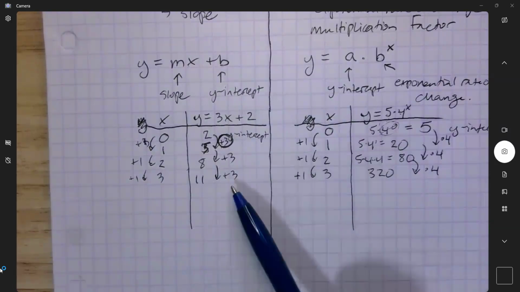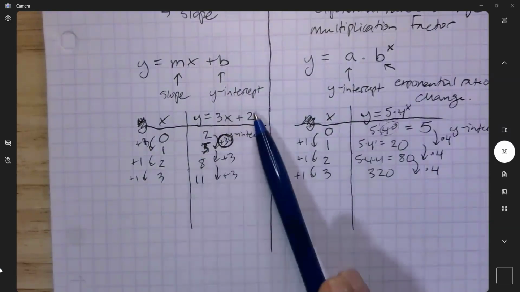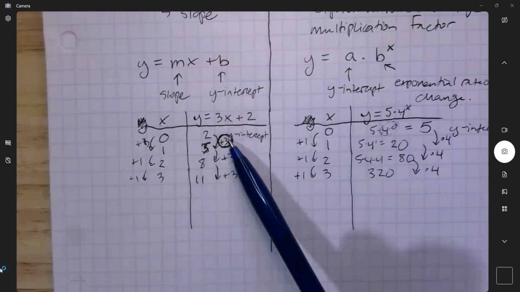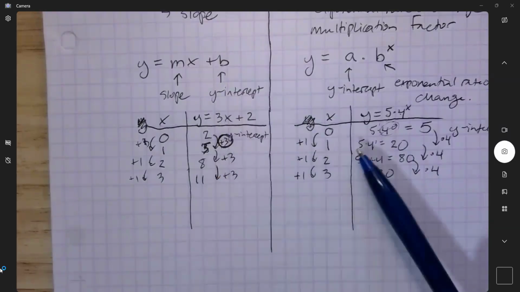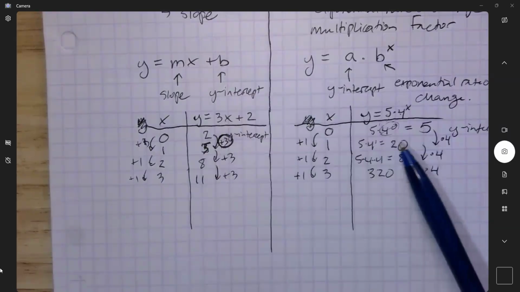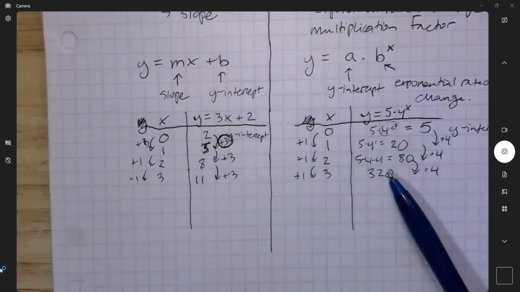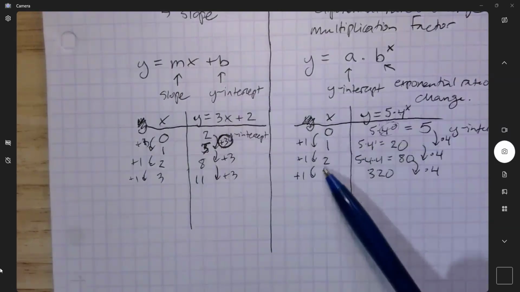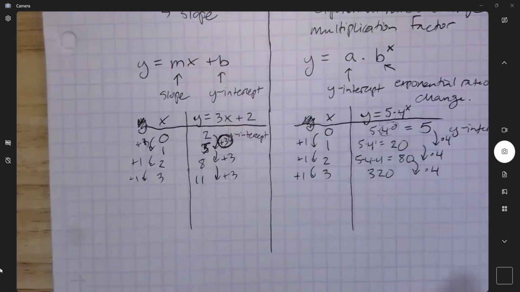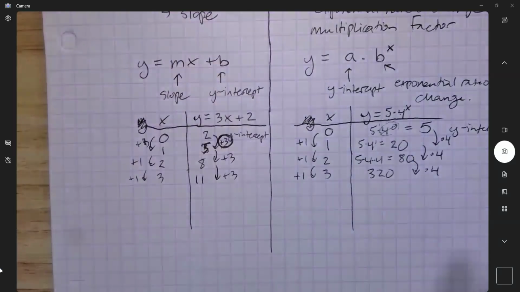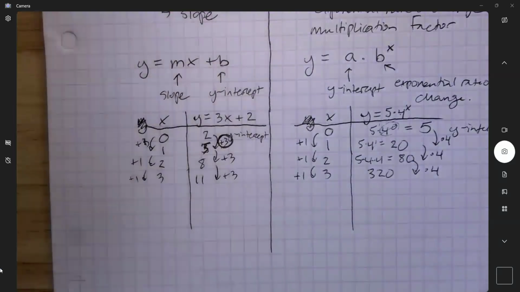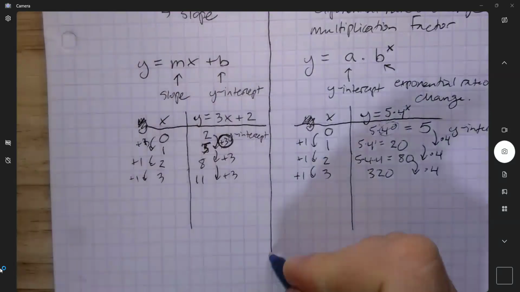So comparing our two numerical representations, the linear function increases by adding to the output when the input increases. The exponential function changes by multiplying the output when the input increases. Other than that, they're completely analogous one to the other. They both have a y-intercept, they both have a constant rate of change. And so we can use a lot of similar tools to understand them.